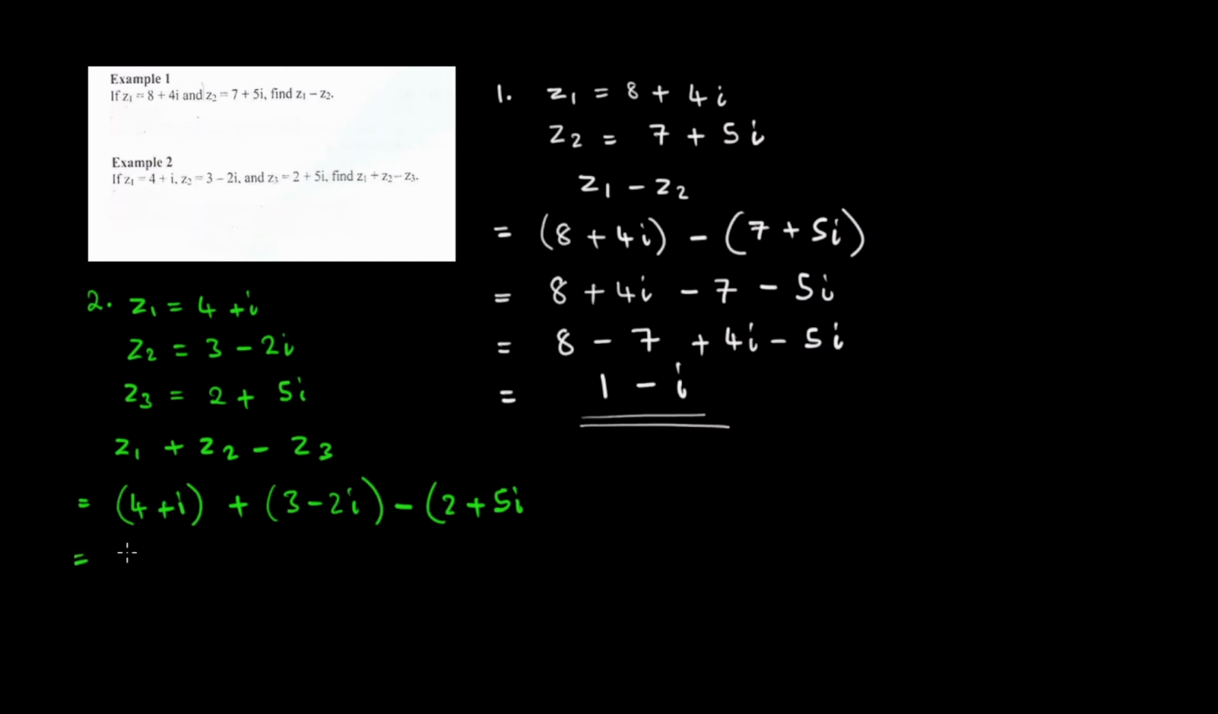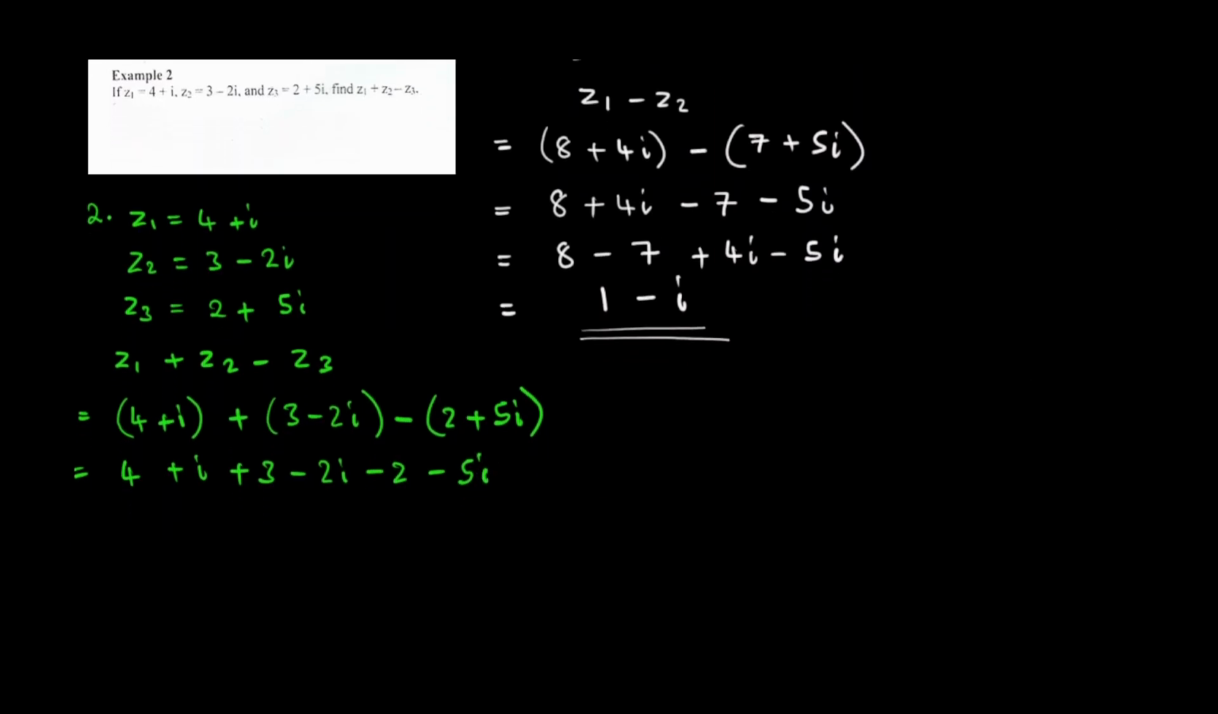Removing brackets, this is equal to 4 plus i, then plus 1 times this bracket, inongodzoka iri plus 3 minus 2i, minus 1 times 2 and minus 2, minus 1 times 5i and minus 5i. So kana zvadai so much, we can just collect like terms. Saka chatanga ta collecta ma real numbers power ega. So it's 4 plus 3 minus 2. Then my imaginary numbers, plus i minus 2i minus 5i, like that.